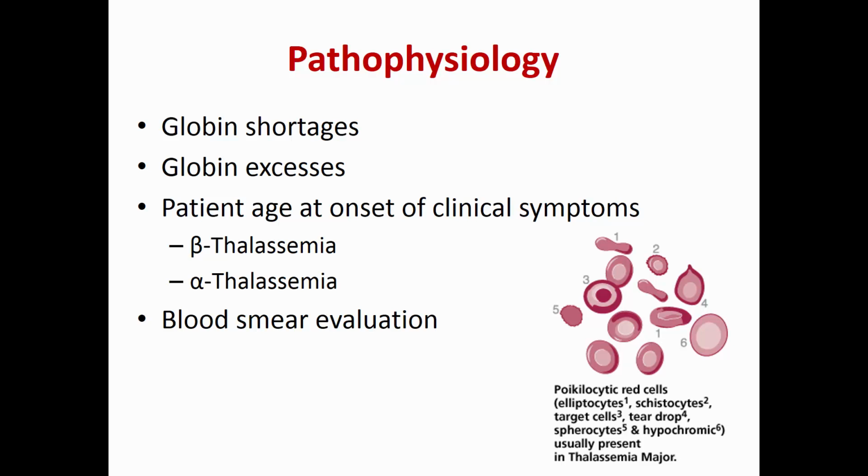Most of the cells are not going to survive the spleen passage. They're going to be removed by macrophages. Most of them are going to be removed by the macrophages in bone marrow. They don't even get to circulation. This is hemoglobin H.